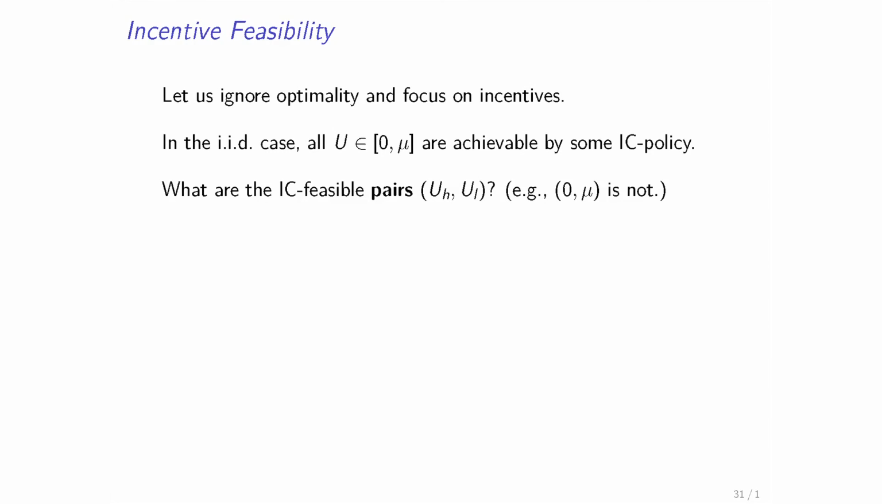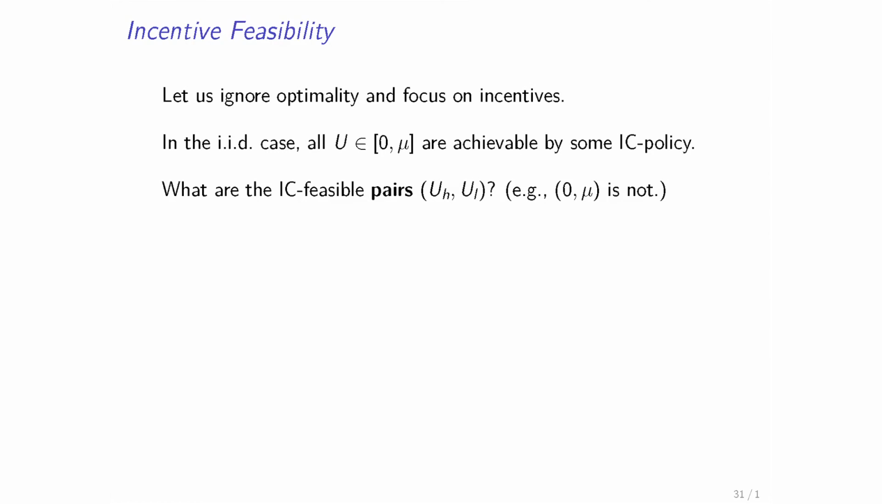In the IID case, it's very trivial. We know that anything between 0 and mu is achievable by some IC feasible policy. And if we move to the Markov case, the first observation is that not all promised utilities in that square will apply. For example, we cannot promise a high type 0 and a low type mu. That is surely not incentive compatible in this environment. Now we need to solve what we call the incentive feasible set, the set of all possible promised utilities that the principal can deliver, forgetting about optimality for the moment.